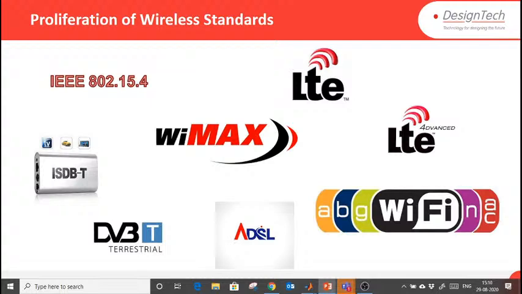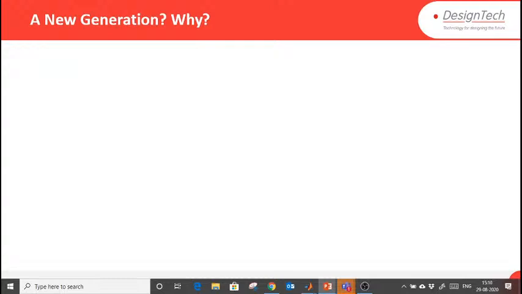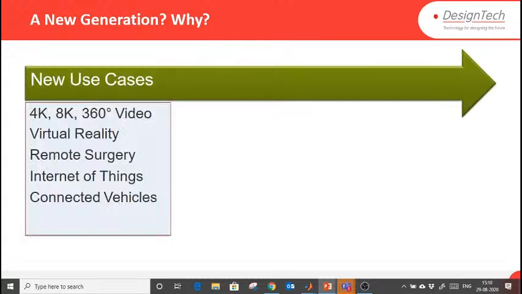to enhance the communication? When you are studying communication, you need to know why we require it. First, what is the requirement? You see here new use cases, like nowadays the videos are 4K, 8K, 360 degree, virtual reality, which require high speed internet, right? Remote surgery, that is a very precise thing. If there is a delay of 1 or 2 seconds, then an issue can come. Internet of things, we can't imagine IoT without high speed internet.